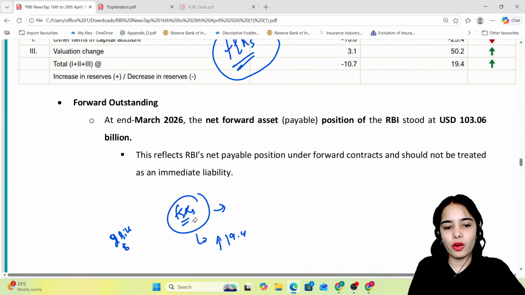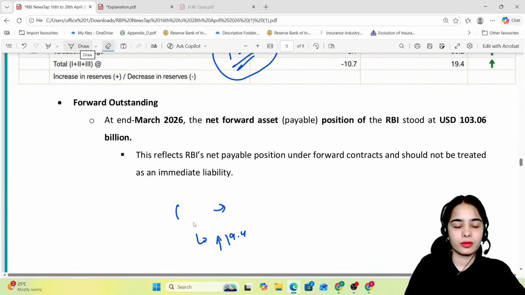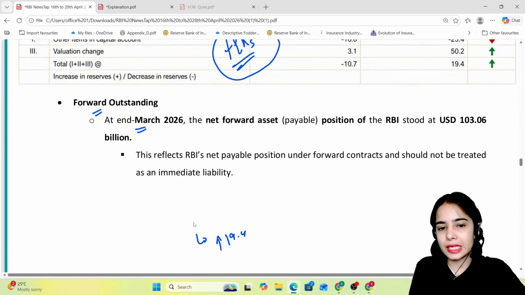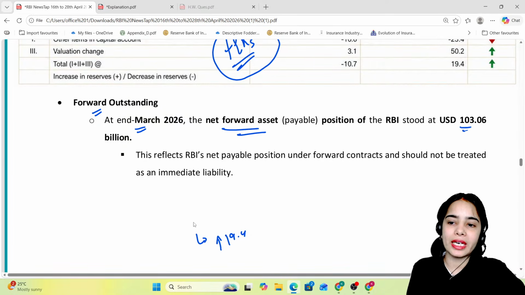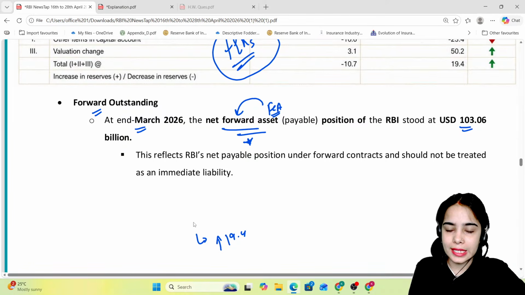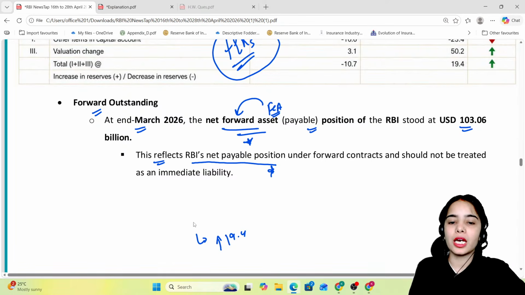Okay, now coming to the forward outstanding, the next point. At end March 2026, the net forward asset payable position of the RBI stood at $103.06 billion. So basically, the RBI has a position where it has promised to pay the foreign currency asset in the future. This reflects the RBI's net payable position. The RBI has to pay the dollars in the future under the forward contracts.